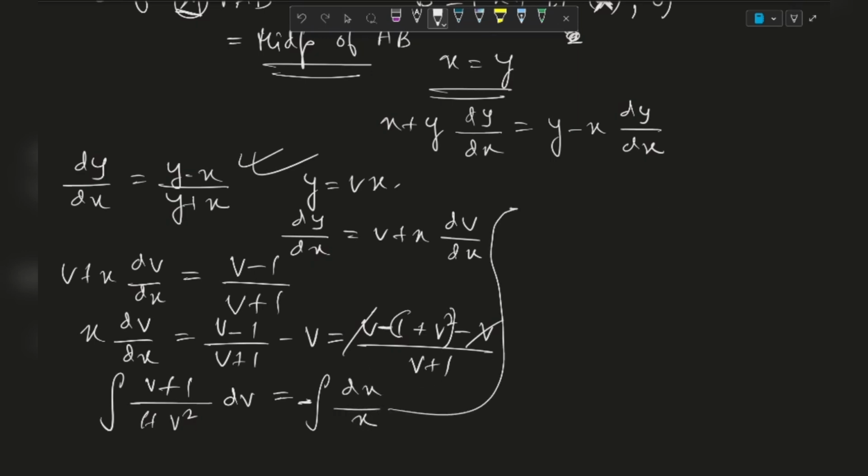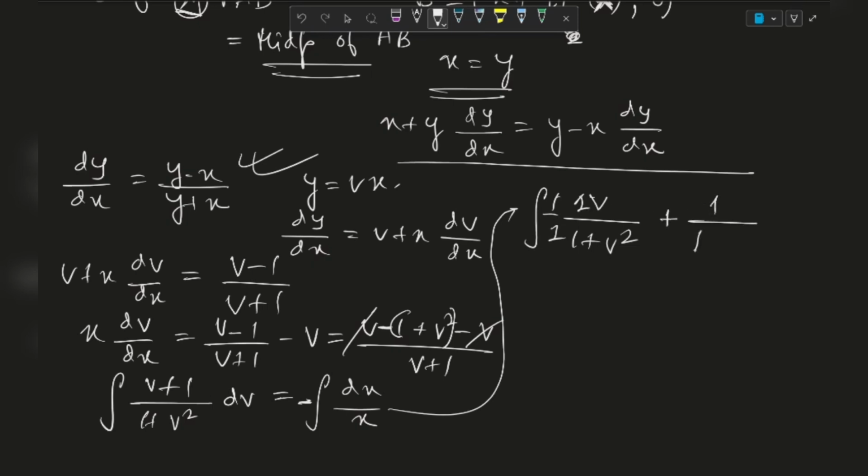So after this, what you can do now is split it into v by 1 plus v squared plus 1 by 1 plus v squared. Now for v by 1 plus v squared we can take 1 plus v squared to be t, so 2v dv will be dt. So I'm doing a half into 2 here, and the other thing is 1 by 1 plus v squared dv. This is pretty simple. This is tan inverse v, and this is minus of integral dx by x.